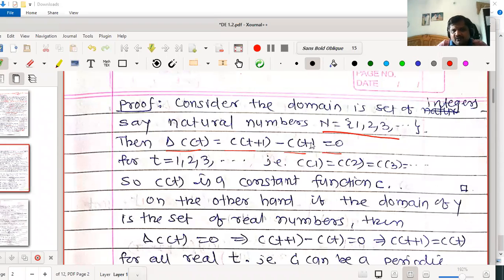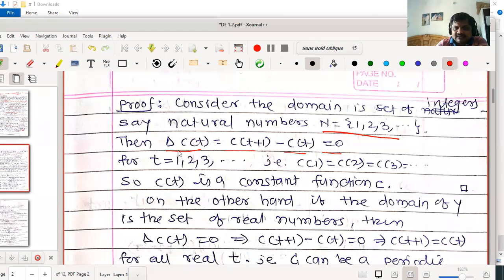इसमें क्या करना है? We have to show that if your t belongs to set of natural numbers, then delta ct equal to 0 implies ct equal to c. That is constant term. यही हमको प्रूव करना है. So we have to obtain such a ct whose delta is 0 in case your t are natural numbers, और उसमें हर एक में डिफरेंस क्या आता है? Only one. उस हर एक में डिफरेंस क्या आ जाएगा? Only one. So for t is equal to 1, 2, 3, and so on.